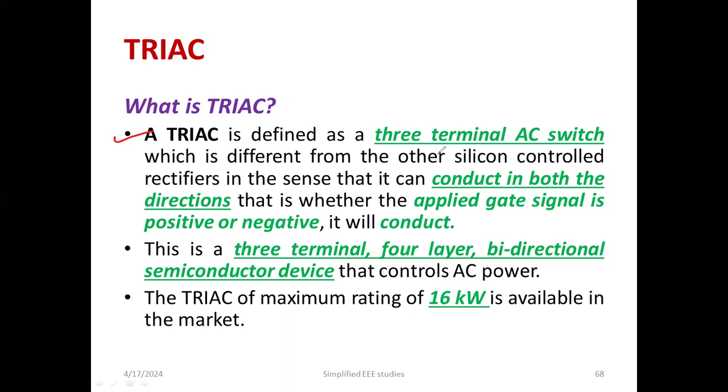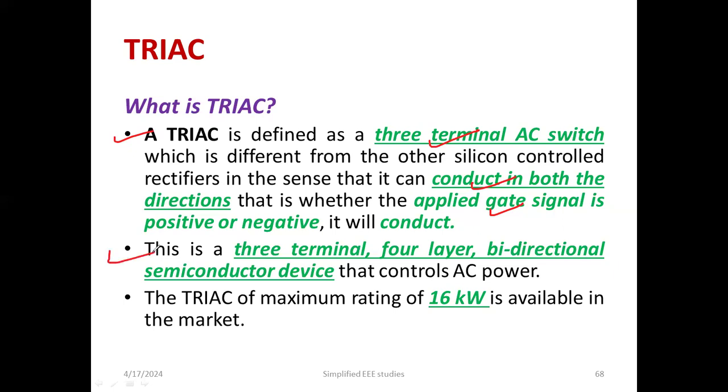A TRIAC is defined as a three-terminal AC switch, which is different from other SCR in the sense we can conduct in both the directions. Here, it is a three-terminal device. It allows bidirectional conduction. Also, we can turn on the TRIAC by providing the positive gate pulse or negative gate pulse so that TRIAC will conduct. So we can call TRIAC a controlled device.